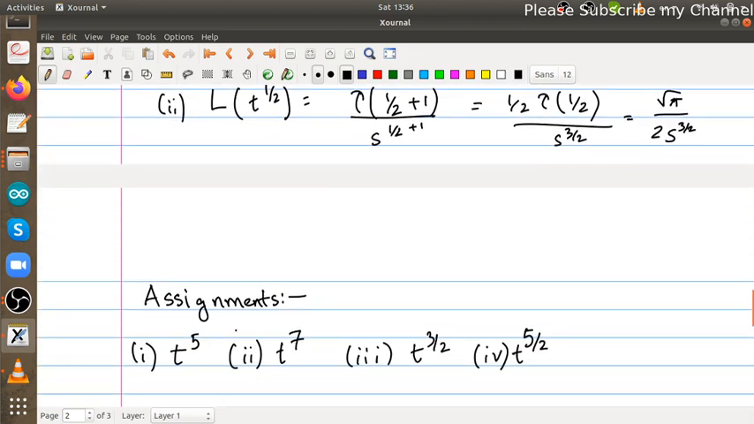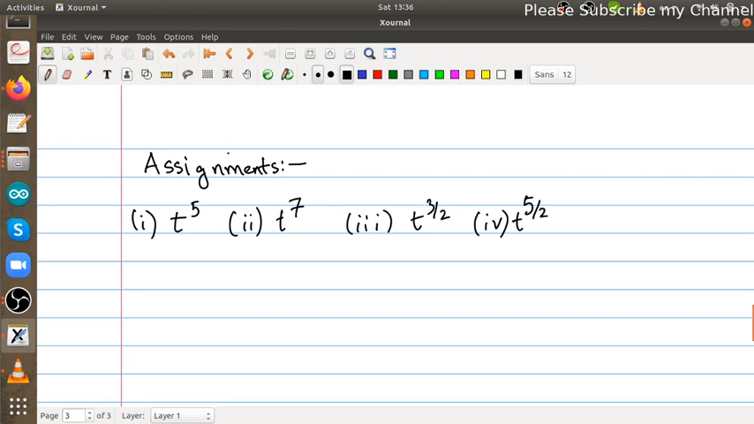And now we move on to some assignments. I have given some problems. Please solve this. I will provide the solutions in the next lecture.